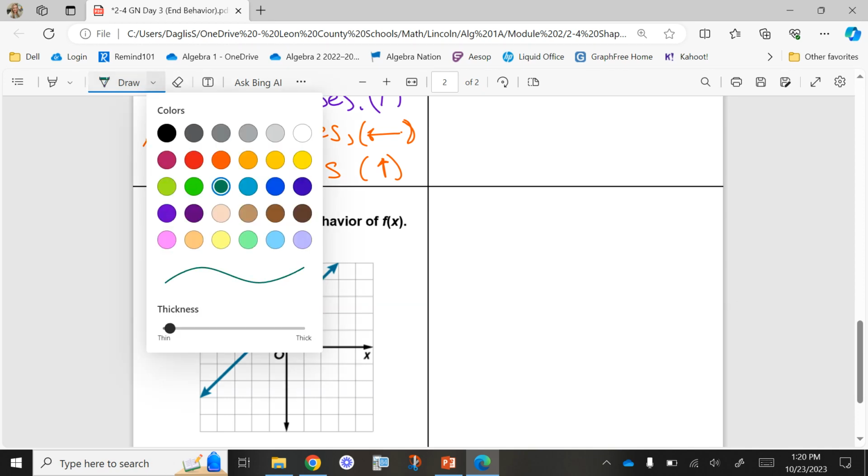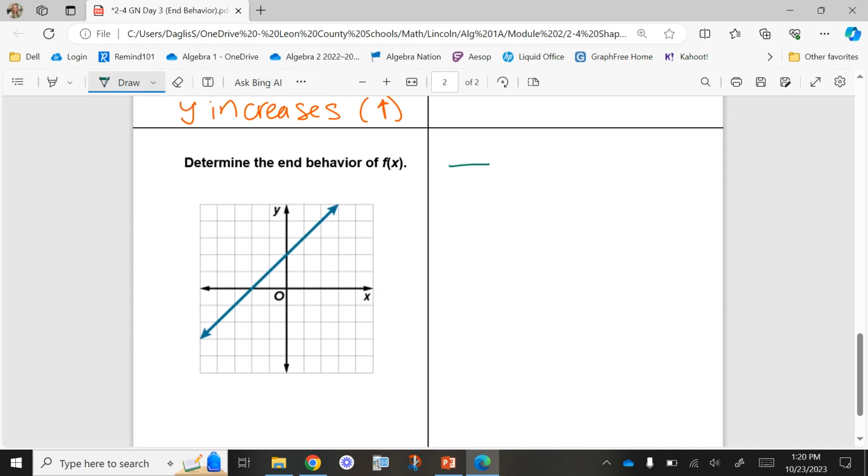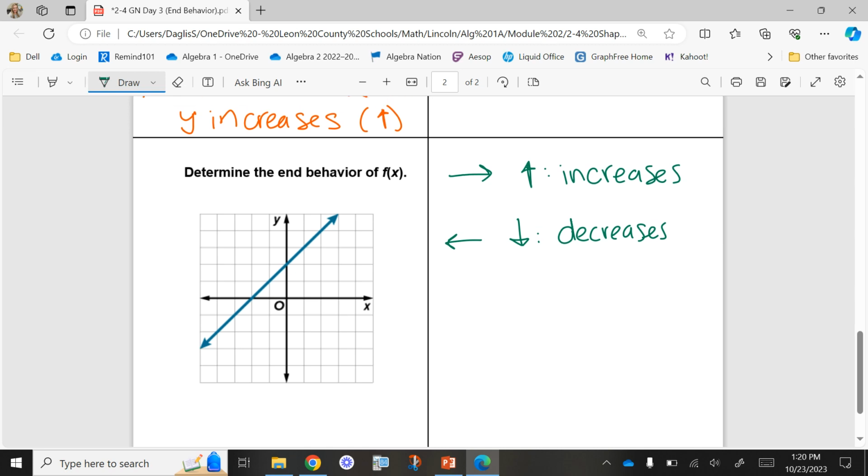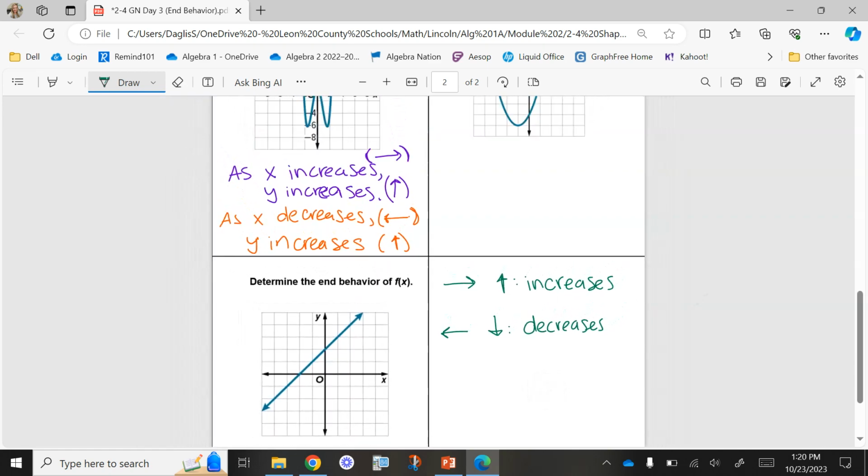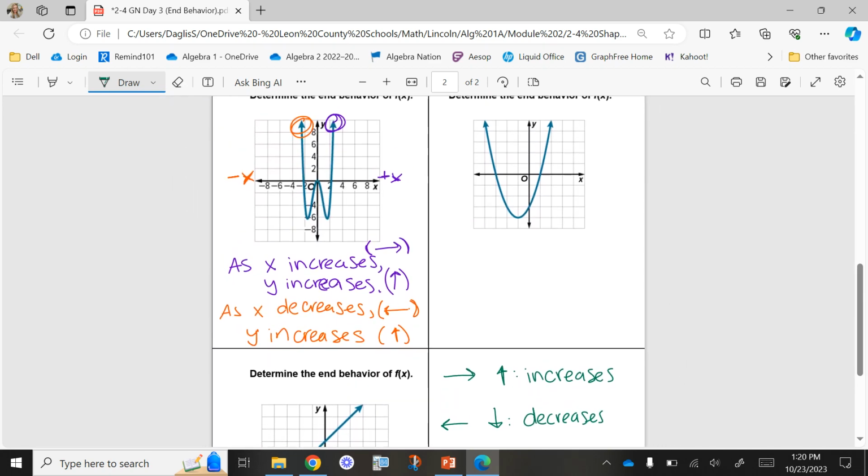If I'm going to the right or if I'm going up, those are both translated to what word? Those are both increasing, right? But if we have something going to the left or going down, what word are you going to use? Decreases. So if you want to put that down here as little notes for you to know when to use those words, okay? Maybe that'll help you. So let's use that for this one right above it. Okay, so here we go.